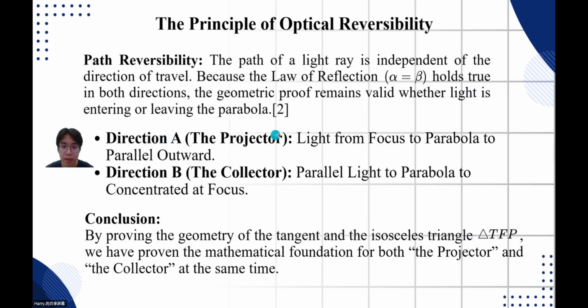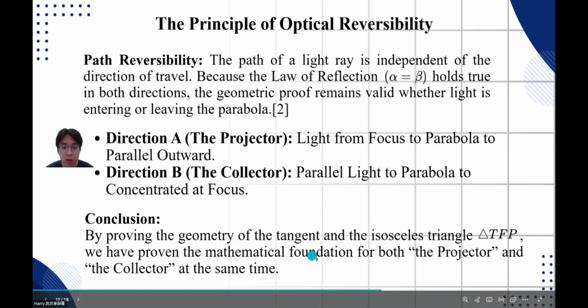So direction A is the projector, light from the focus to the parabola going outward. And direction B is the collector, parallel light hitting the parabola and concentrating at the focus. By proving the geometry of the tangent and the isosceles triangle TFP, we have proven the mathematical foundation for both the projector and the collector at the same time.